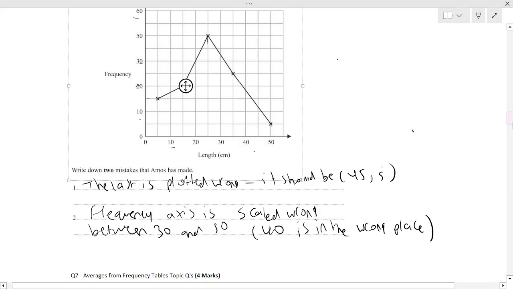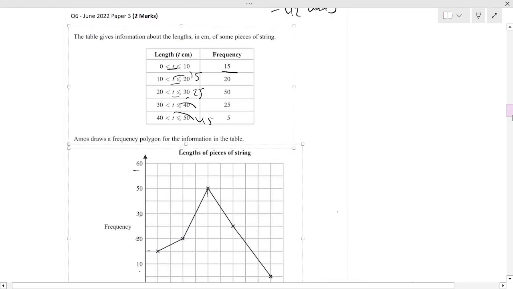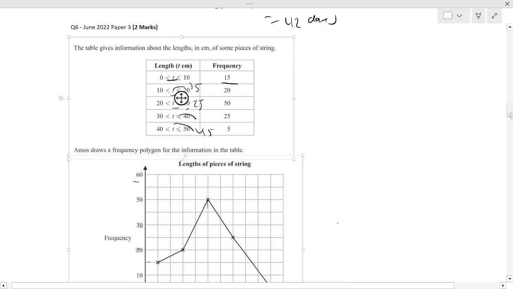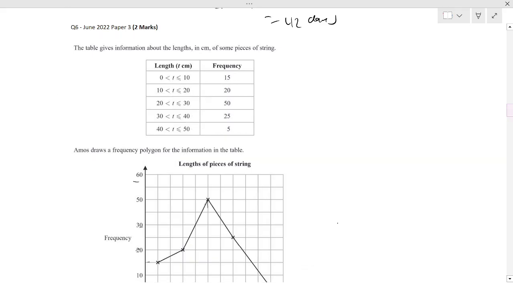So it wasn't really anything to do with frequency polygons. That wasn't really, it's just general graph sketching. But in general, they ask you for those sort of questions with what's wrong with the graph.